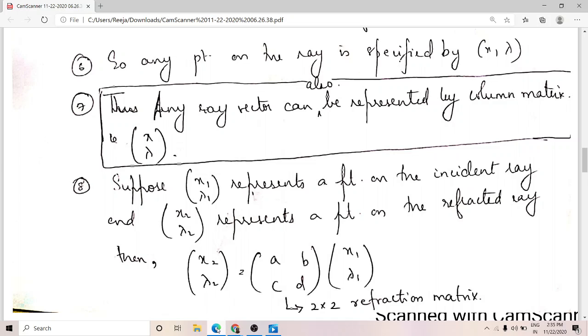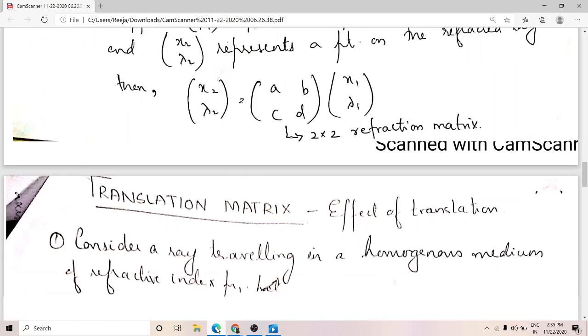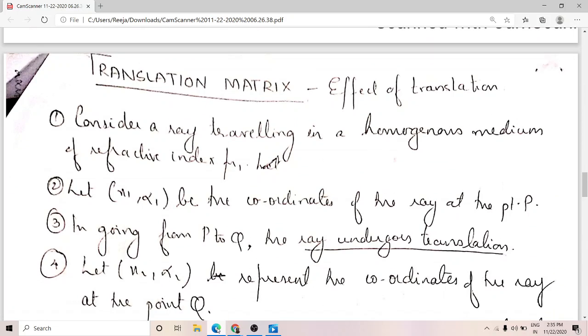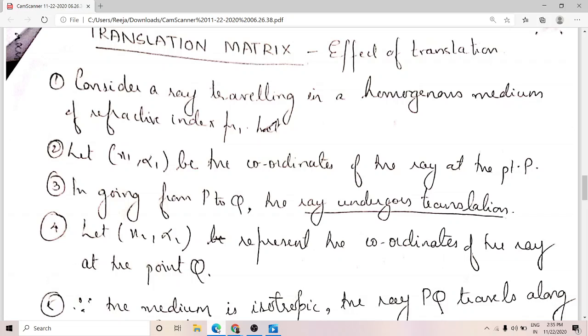So, what we have to do next is find out how the translation matrix should look. This is a very general form that we have given here, a b c d. The elements in the matrix have not been specified, so you have to find out what these a b c d will be for a translation matrix, and what a b c d will be for a refraction matrix. That is what you are going to do next. That is, we are going to find out the exact shape or form of your translation matrix.